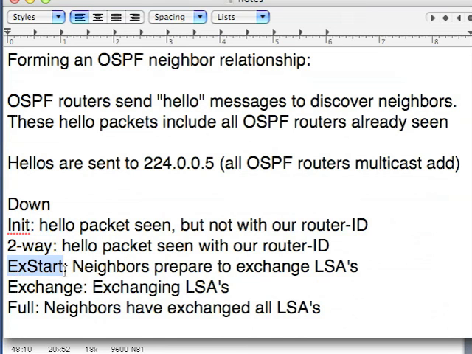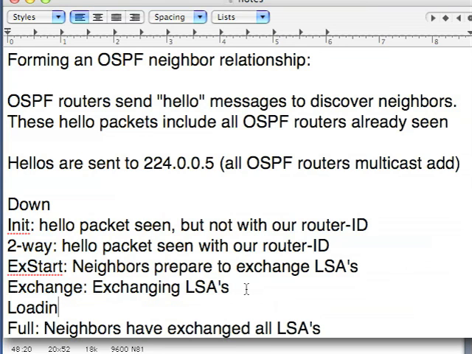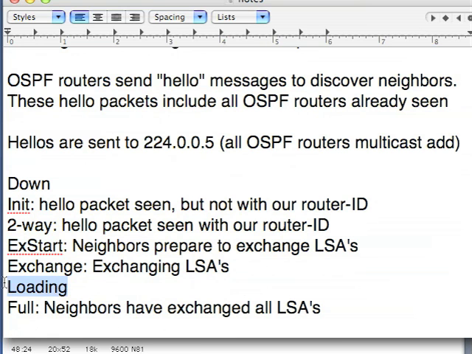And then the routers figure out that they need LSAs from each other, and they send requests for those LSAs, and they get those LSAs, and that's the exchange state. And then after the exchange state, there is a loading state, and I'm not sure exactly what that is. I think that means you've finished exchanging the LSAs, and you need to calculate all of the routes based on that information. And then you go into the full state, which means we've exchanged all of our LSAs, we've calculated all our routing information, routing is up and stable.